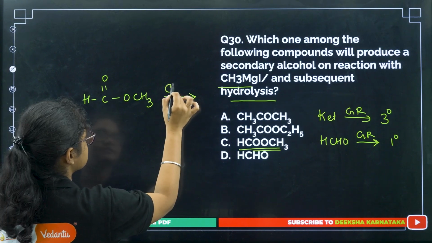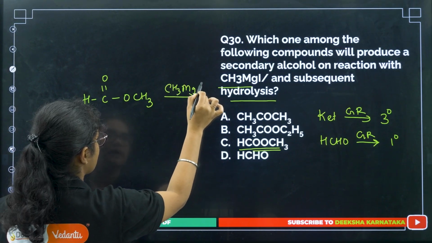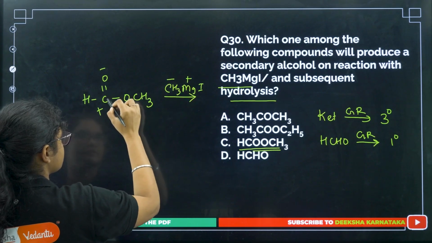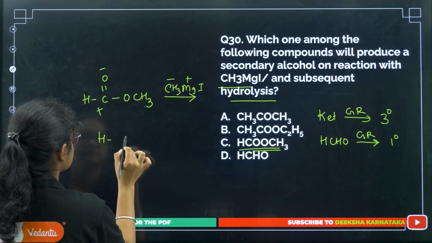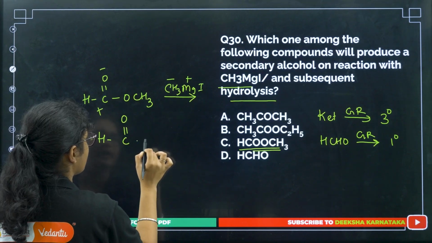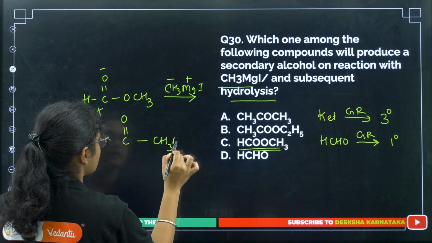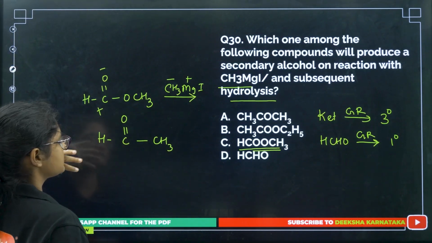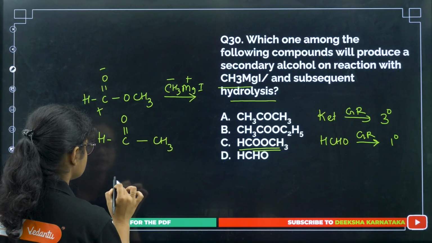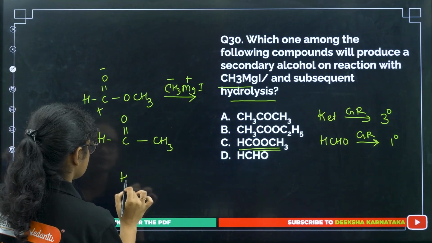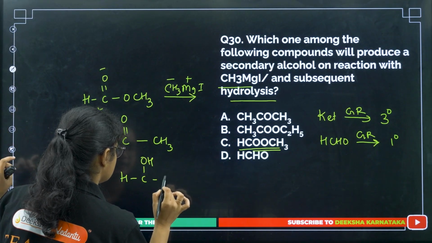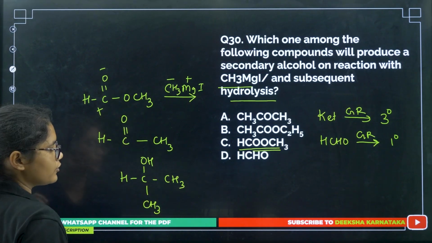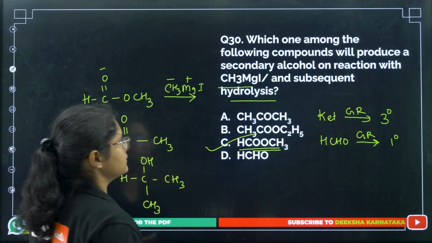and we are reacting with CH3MgI, so first what will happen? If you know this is minus, this is plus, this is minus, this is plus, so this one will attack here and this one will go here. So the first product we'll get is HCO and CH3, then again CH3 will attack, so I'll get here HCOH, CH3 and CH3, right? So this is a secondary alcohol, so the correct answer here is option number C.